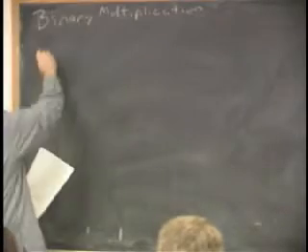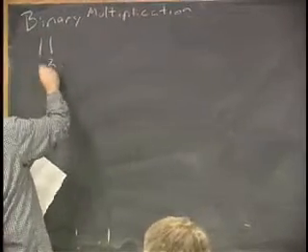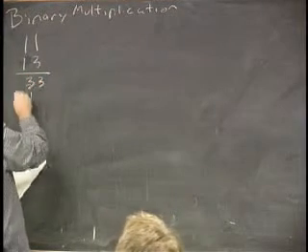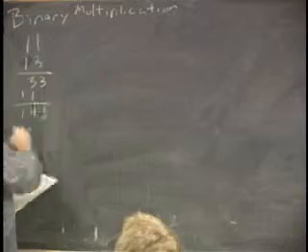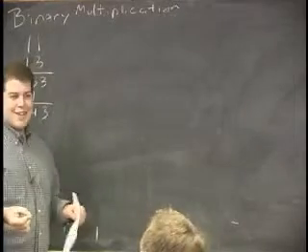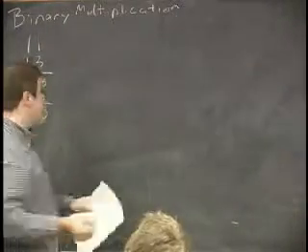So let's first talk about binary multiplication. Let's do, in decimal, 11 times 13. So it's 33, 11, 143, right? Great. Everybody's happy. That's all it takes. So let's now do it in binary.